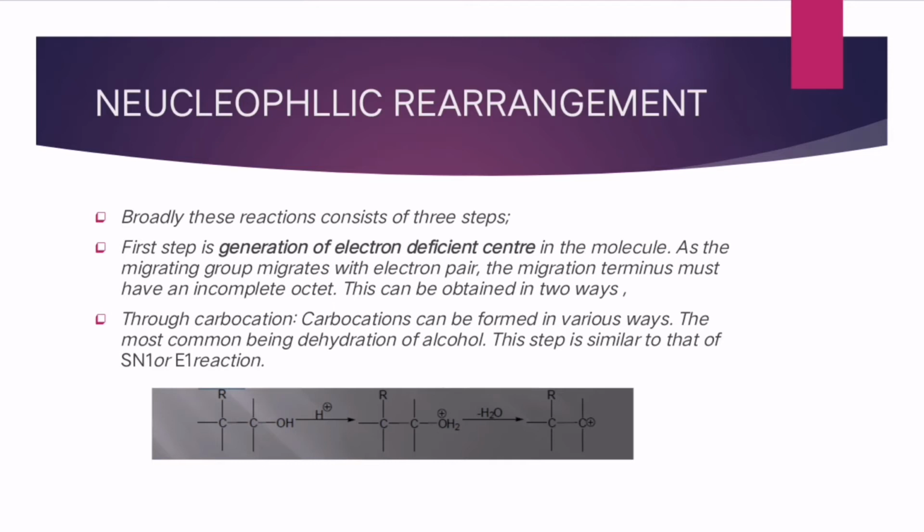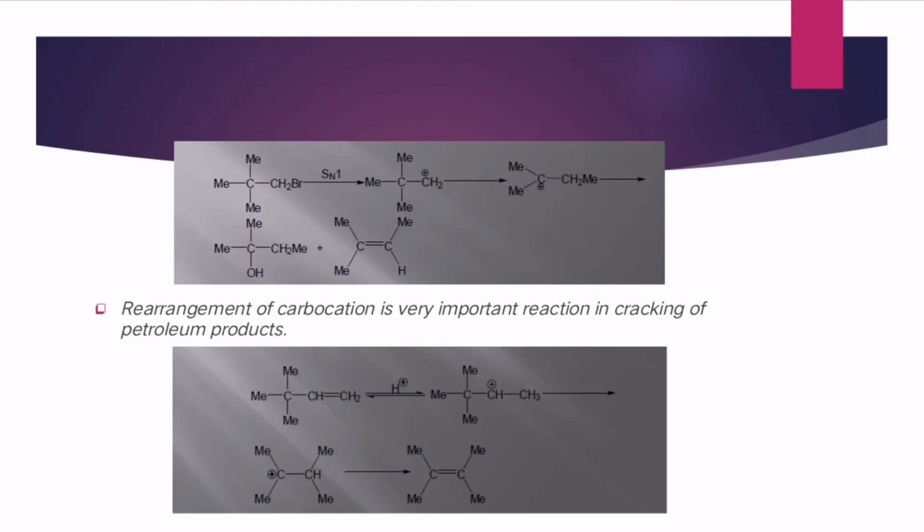Through carbocation. Carbocations can be formed in various ways, the most common being dehydration of alcohol. This step is similar to that of SN1 or E1 reaction. These reactions show such an example where an alkyl halide is giving SN1 reaction, removing bromine from the alkyl halide to form a carbocation, and after that rearrangement is happening.